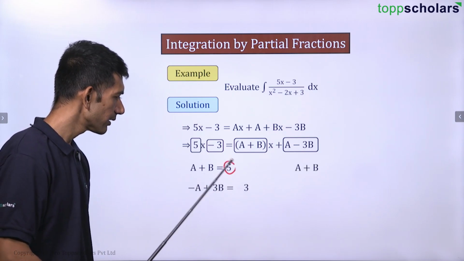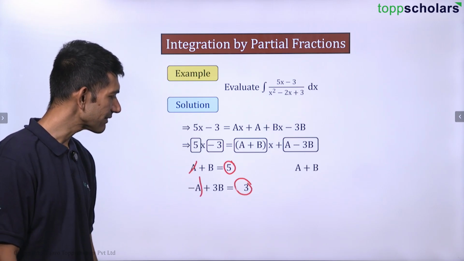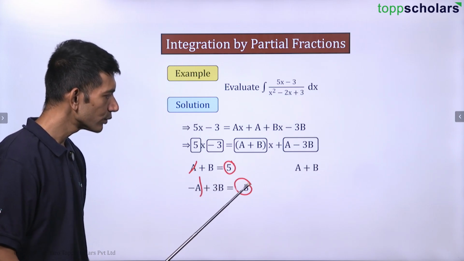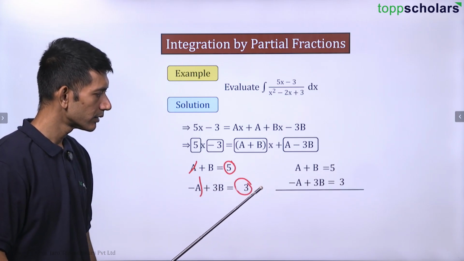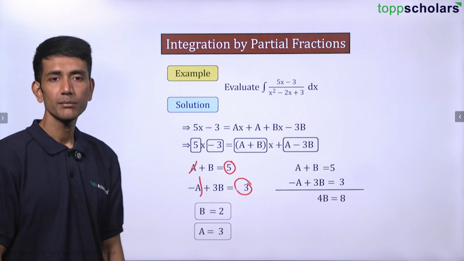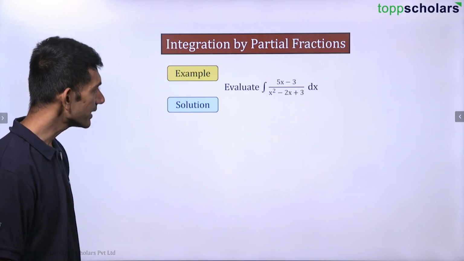So from here, if I solve both the equations simultaneously, this will get cancelled. b plus 3b is 4b. 4b is equal to 8, and then the value of b will be 2, and the value of a will be 3. So once you get the value of a and b, you substitute it there.